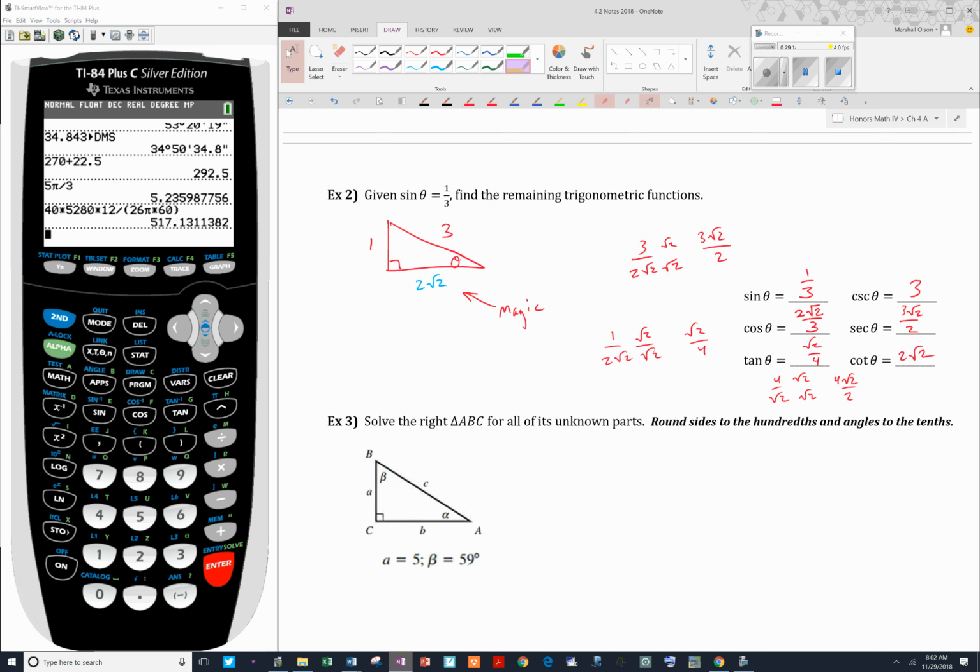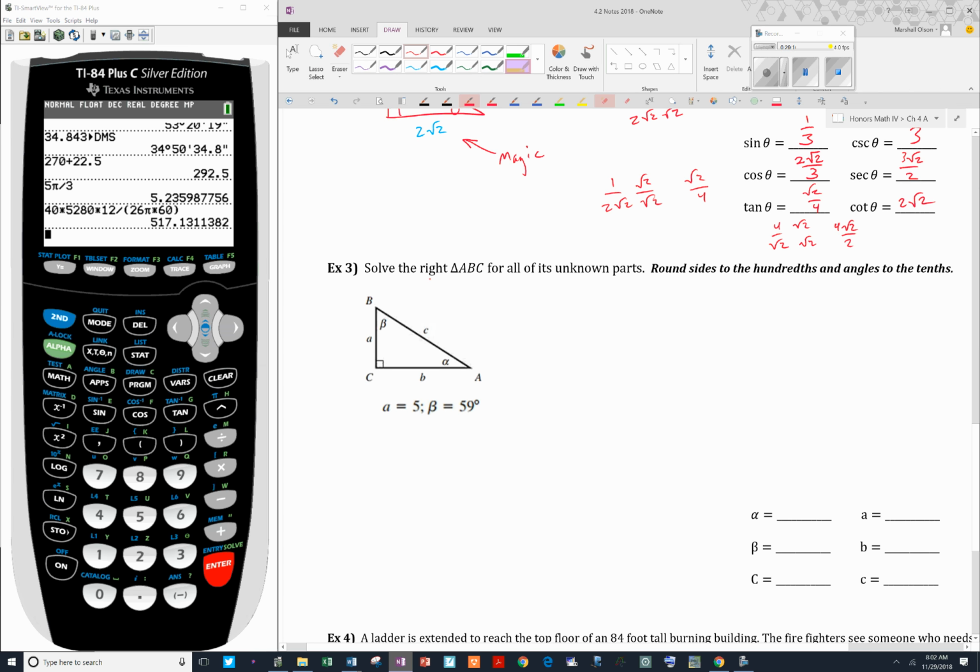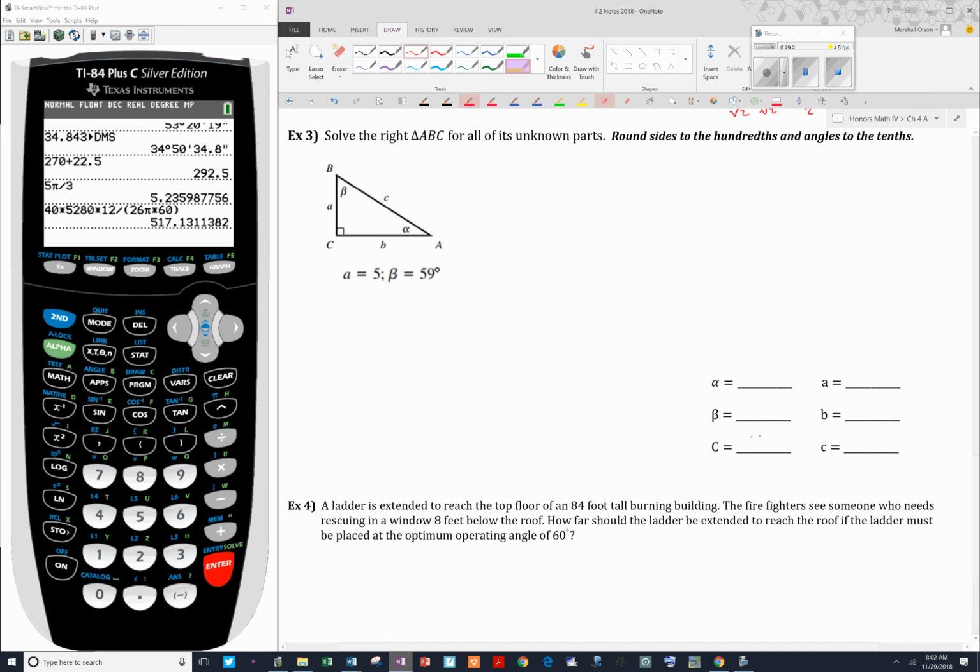All right. Last one there that I want to look at. What does it mean to solve a triangle? Find all the parts. So you're going to be given some parts. Go down and fill in what you're given right away. We know C is 90 degrees. We know that A is 5. Oop. Put them in the right spot.